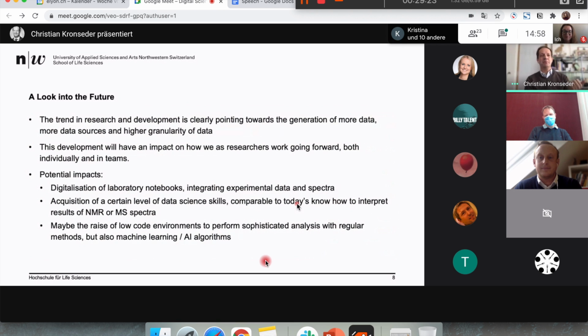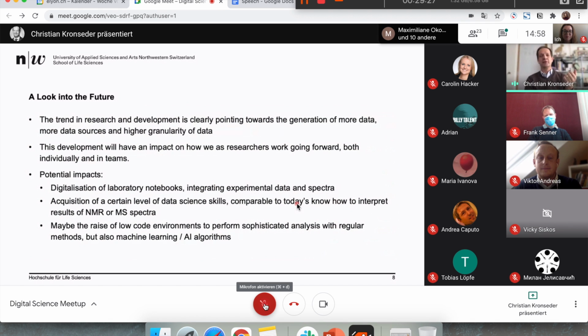So impacts I see. We will see digitalization of lab notebooks, integrating experimental data, but also the spectra and other things, anything you can imagine. We also will see that in order to be successful, we need to pick up a certain level of data science skills, at least comparable to today's know-how on how we interpret NMR spectra or HPLC MS spectra or whatever other analytical tools you need. You have to have a basic understanding how they work. Otherwise, you can't perform anymore.